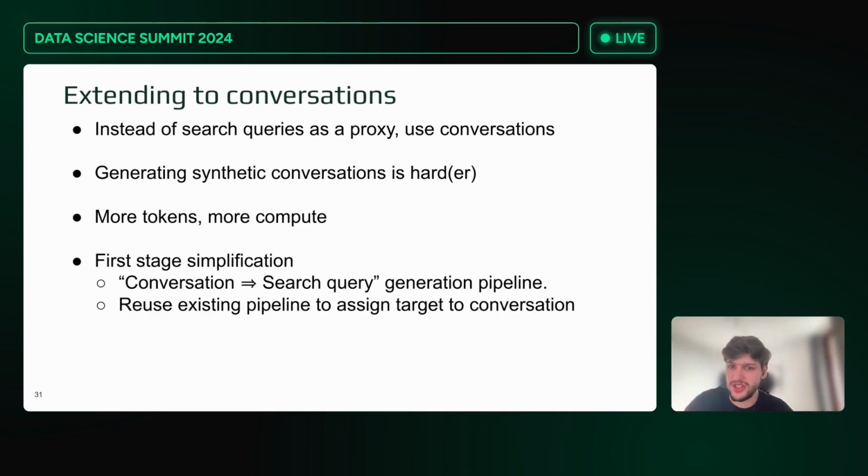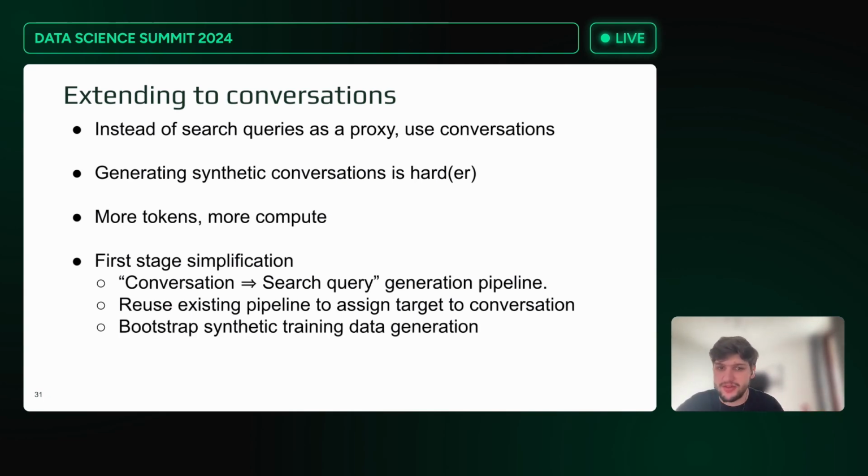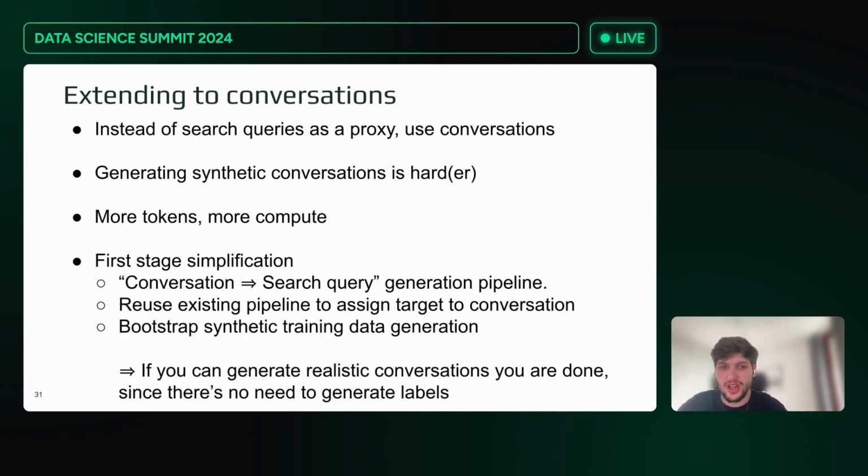And then you can just reuse the existing pipeline that I showed today to assign a target to that conversation. You can say the search query "refund order" is a content gap or it's not. So ultimately, for the whole conversation from which you generated the search query, you know whether it's a gap or not. And then you can bootstrap the synthetic training data generation using this method. If you can generate realistic conversations, you are basically done at that point, because you do not need to generate or assign labels, because you can assign them via this search query generation proxy.